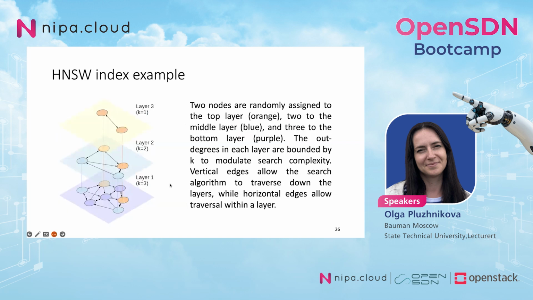There's hierarchical navigable small worlds. Two nodes are randomly assigned to the top layer, two to the middle layer, and three to the bottom layer. The out degrees in each layer are bounded by k to modulate search complexity. Vertical edges allow the search algorithm to traverse down the layers, while horizontal edges allow traversal within a layer.